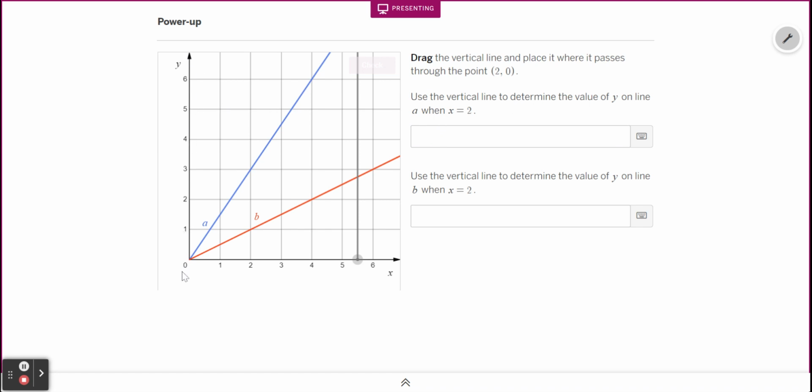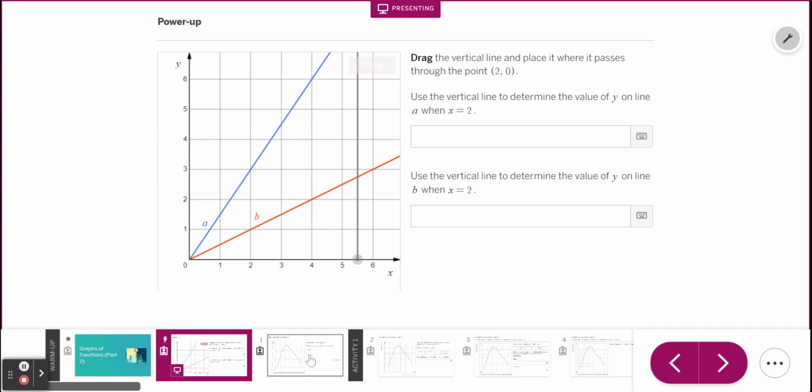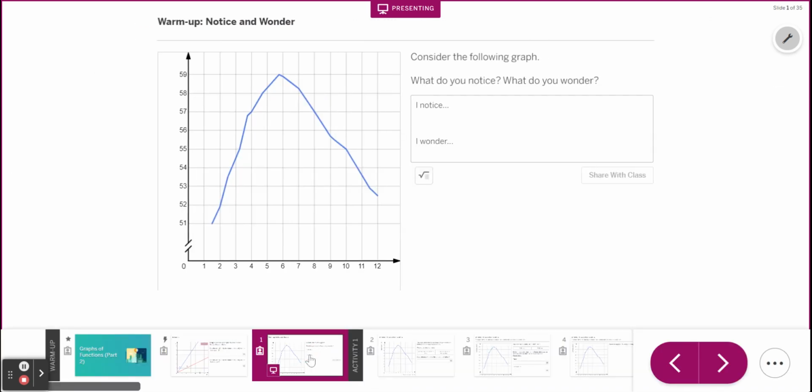Remember, y's are over here, x's are over here, for both when x is 2 on the A line and when x is 2 on the B line. Then the other power up question, you're just telling me what you notice and what you wonder.